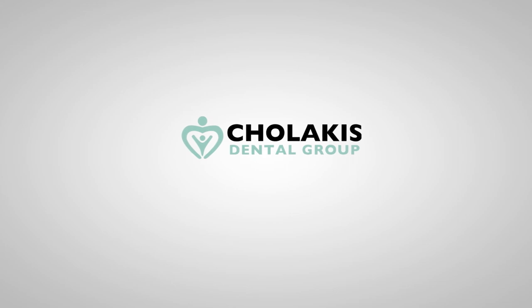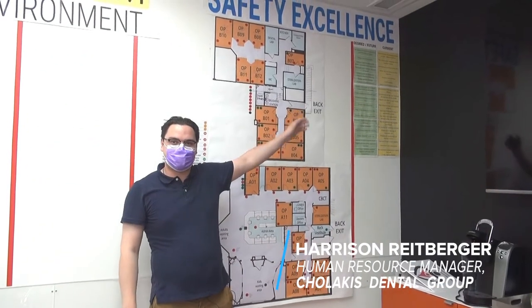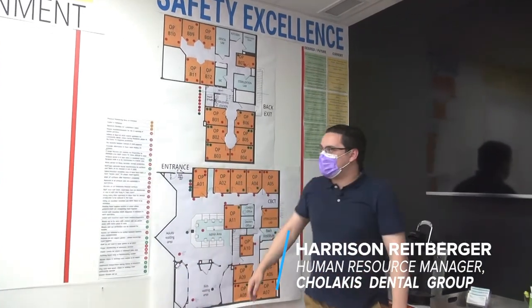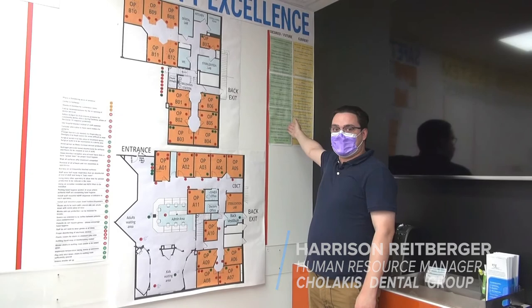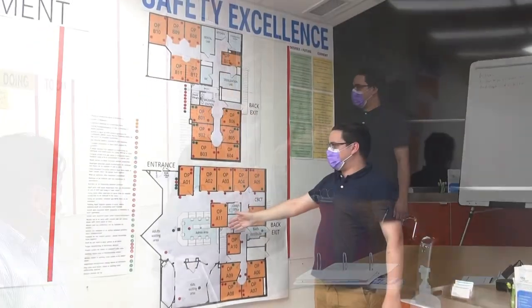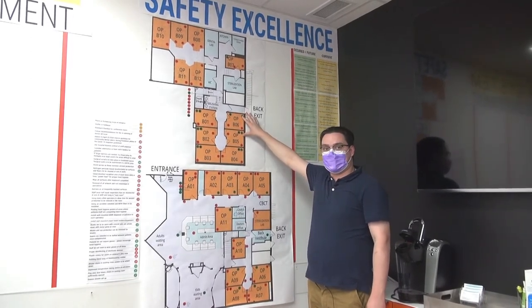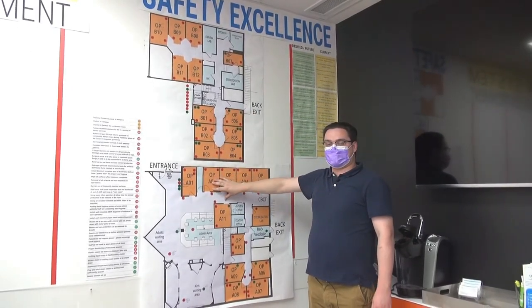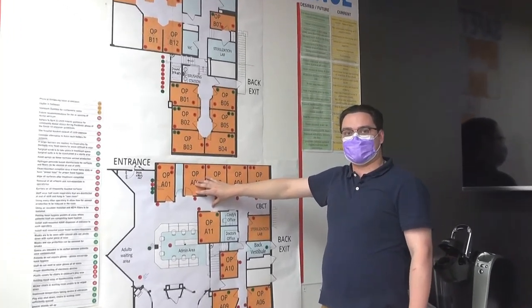Based on the Cholakis production system, we have two wings to the airplane, and I'll be focusing on safety excellence today. As a team, we've come up with current and desired conditions for the clinic, and these are our visions of safety excellence. As you can see here from our area map, we have the bottom and top floor of Cholakis Dental Group. The red stickies and the green stickies represent safety violations that were found in an external audit.